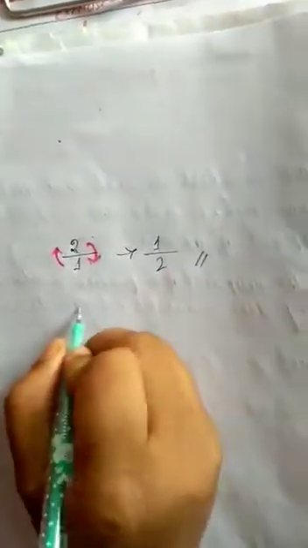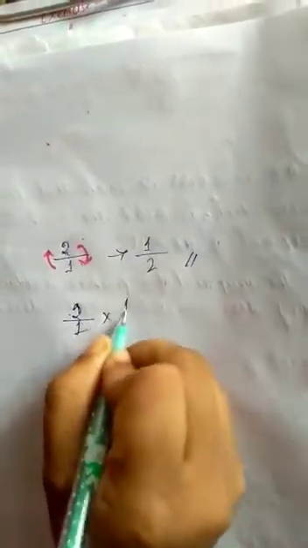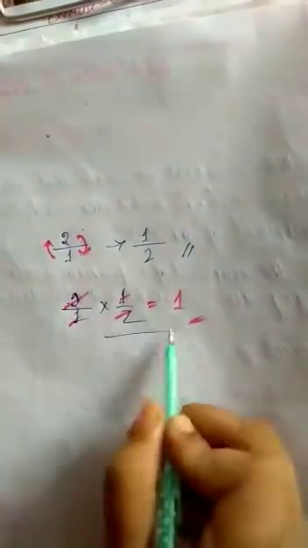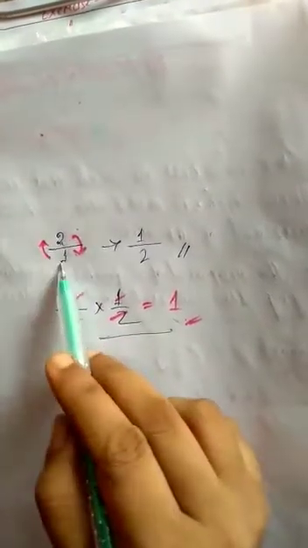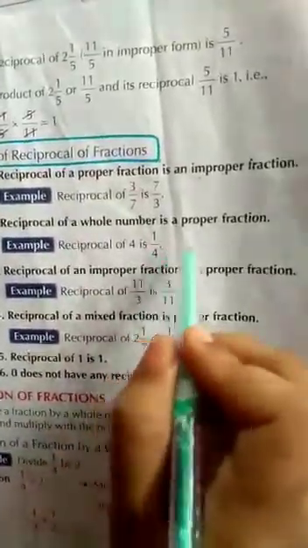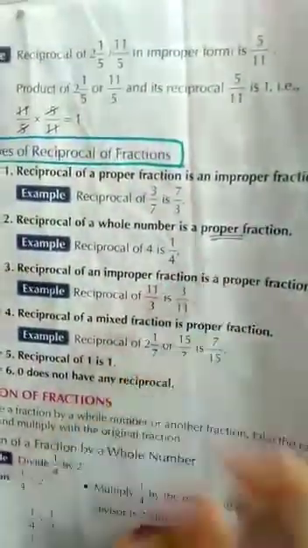Okay, and if you see, the product will be 1. So 2 by 1 into 1 by 2, the product must be 1. We cancel the 2, 1 is the same, so we are getting 1. That means 2 by 1 is actually 2 and its reciprocal is 1 half. In the same way, the reciprocal of 4 is 1 by 4. So 1 by 4 is a proper fraction, and here 2 is a whole number and 1 by 2 is a proper fraction. So 4 is a whole number, 1 by 4 is a proper fraction.